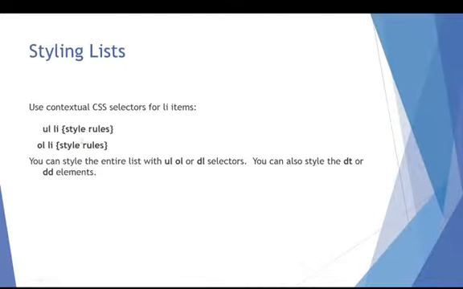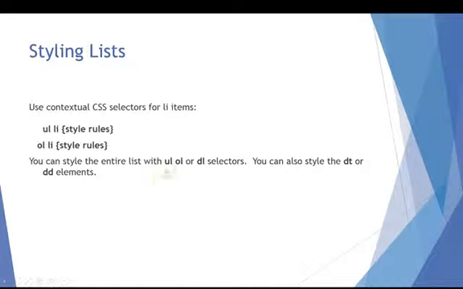If you want to style the list, we can use what's called a contextual CSS or descendant selector. You've seen these before. So basically this is a rule that applies to the list item. My rules in here are going to apply to the list item when it's in an unordered list. Similarly, these would be rules that apply to the list item when it's in an ordered list.